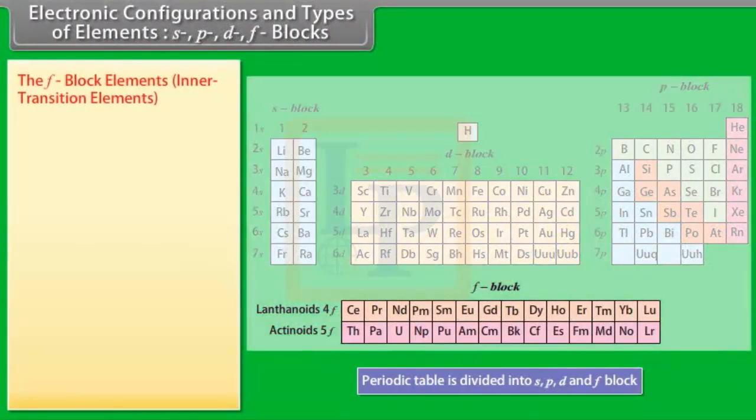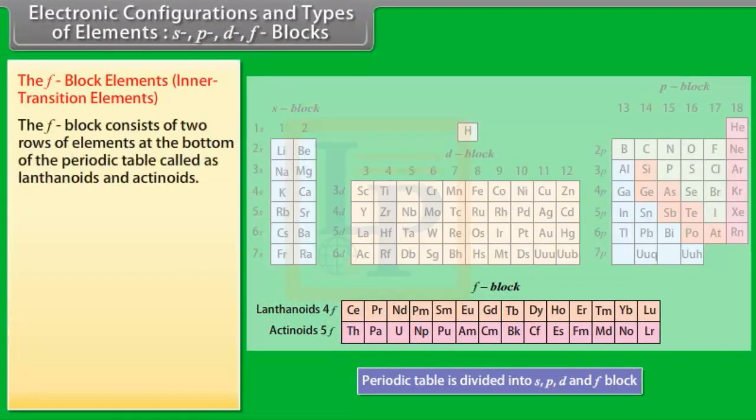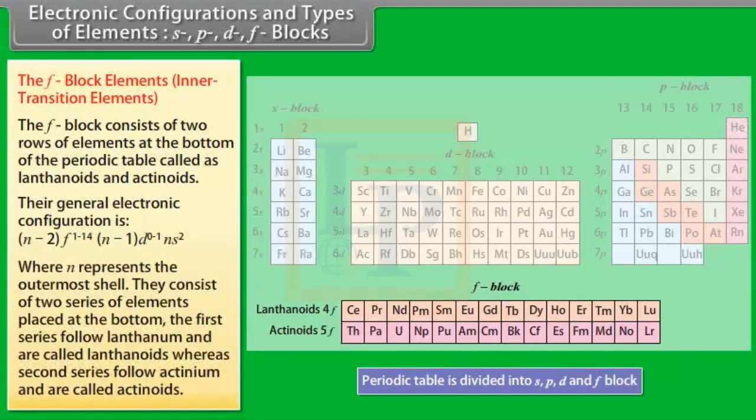The F block elements. Inner transition elements. The F block consists of 2 rows of elements at the bottom of the periodic table called lanthanoids and actinoids. Their general electronic configuration is... where N represents the outermost shell. They consist of 2 series of elements placed at the bottom. The first series follows lanthanum and is called lanthanoids, whereas the second series follows actinium and is called actinoids.